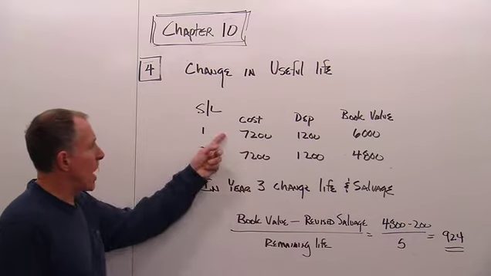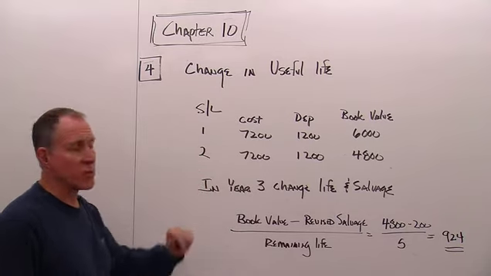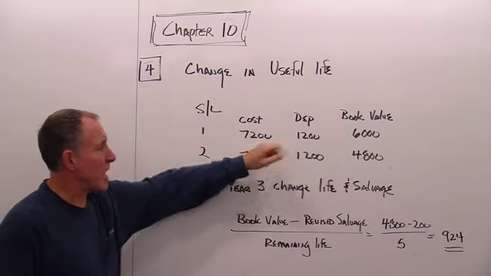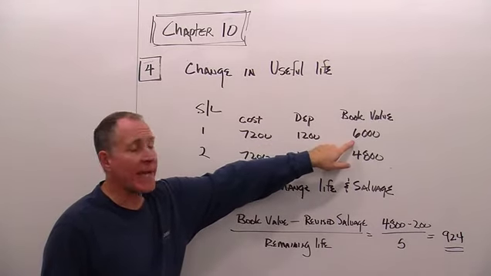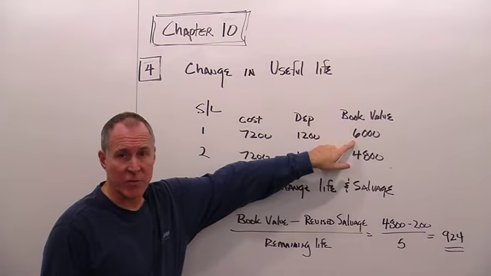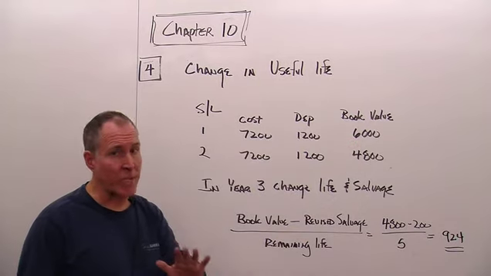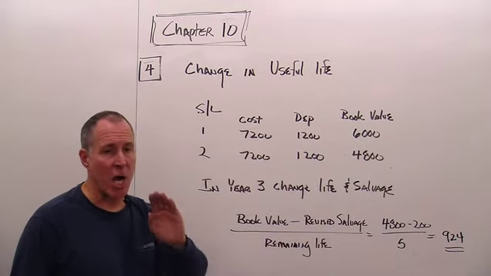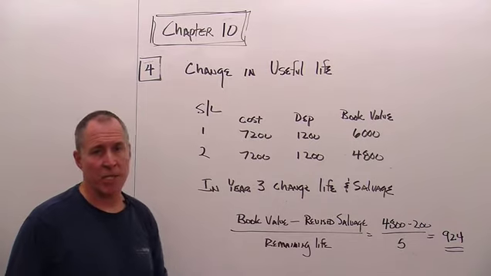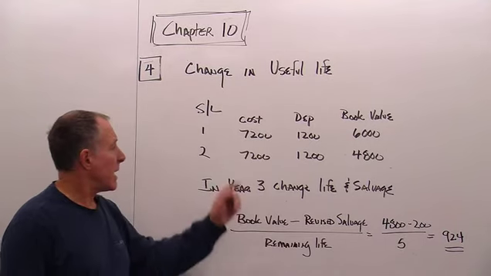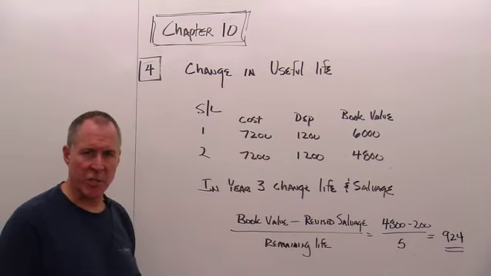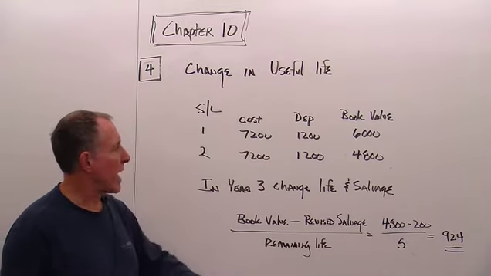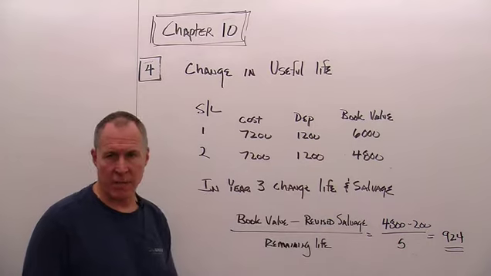So in year 1, your cost is $7,200. Under the straight line, you would depreciate it $1,200, and the book value at the end of year 1 would be $6,000. Book value, again, remember, you got to know this, book value is cost less accumulated depreciation. In year 2, $7,200 cost, you depreciated another $1,200. The book value now is $4,800.